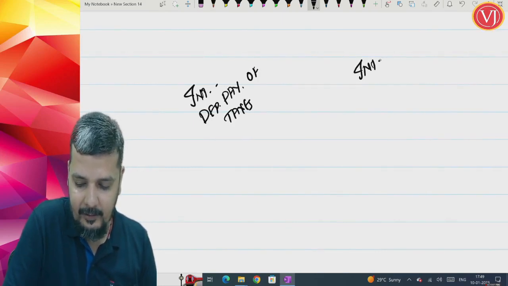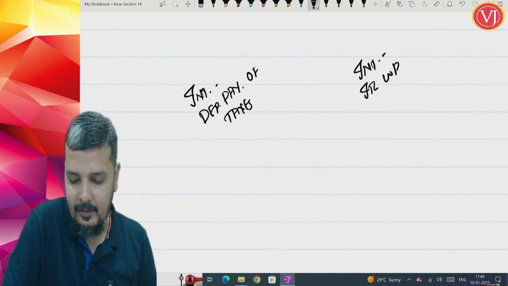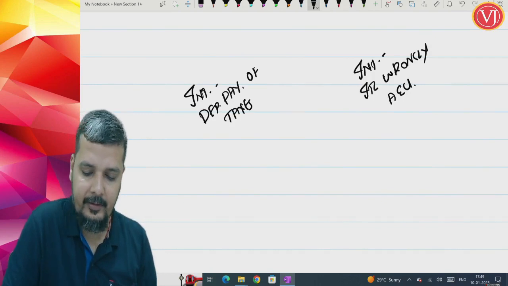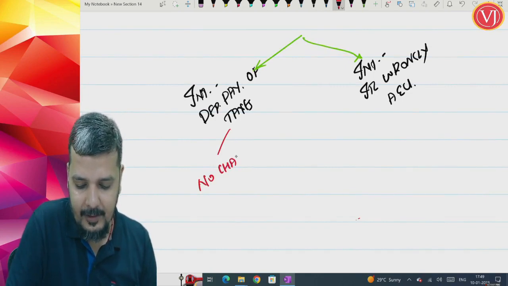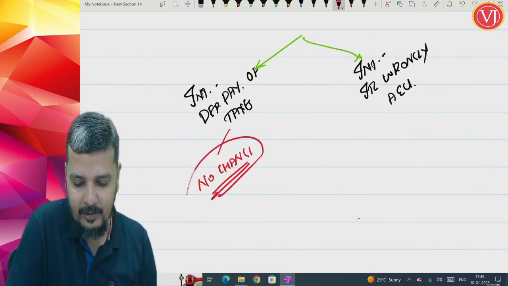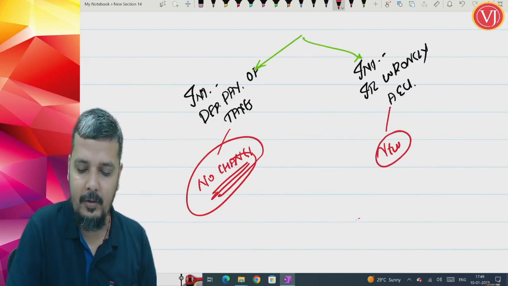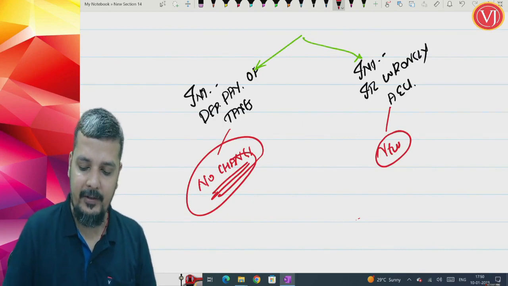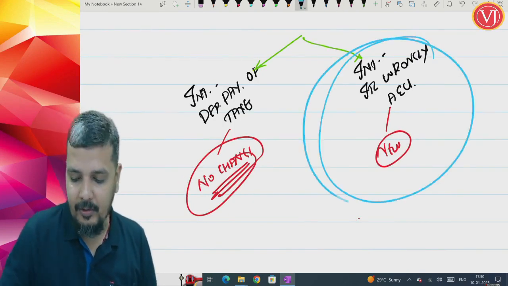Second is interest due to ITC wrongly availed and utilized. There is no change here. In the first part there is no change, whatever was the discussion is same. This one is a new provision. So where you are talking about interest because of wrong availment and utilization of ITC, there's a huge change. You can surely expect questions in this area.